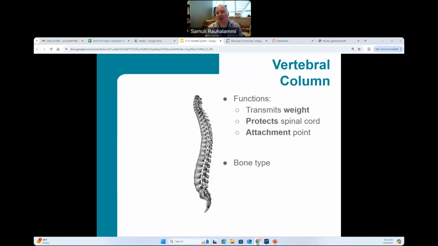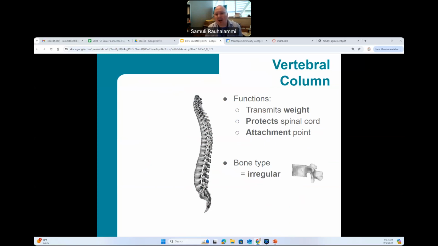We also see the vertebral column protecting the spinal cord, this continuation of the brainstem, which runs inside this protective column. The clinical relevance of this protection of the spinal cord we would obviously see in patients who have had a spinal injury. So that would be something to keep in mind. And the final function that I've highlighted here is that the vertebral column serves as an attachment point for ribs and many muscles. As we get to the muscular system, you really get to see that.